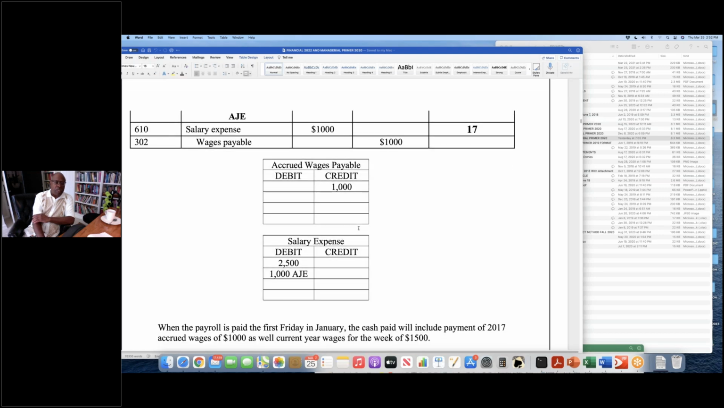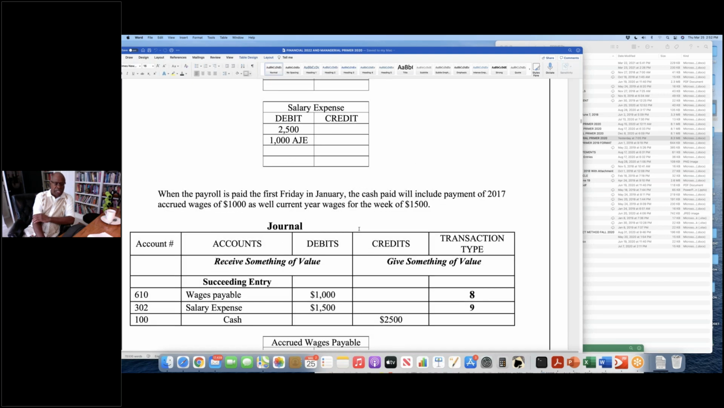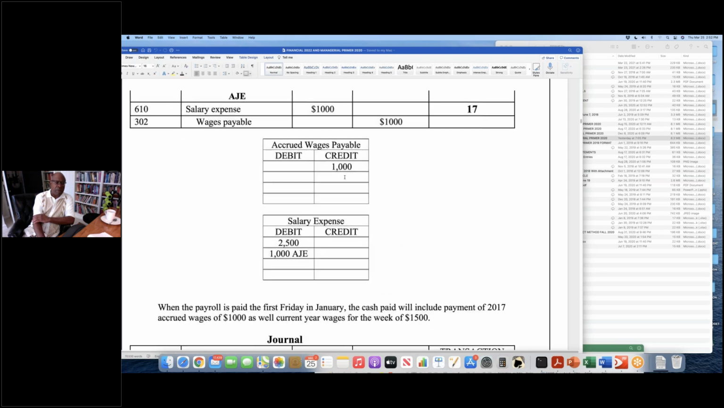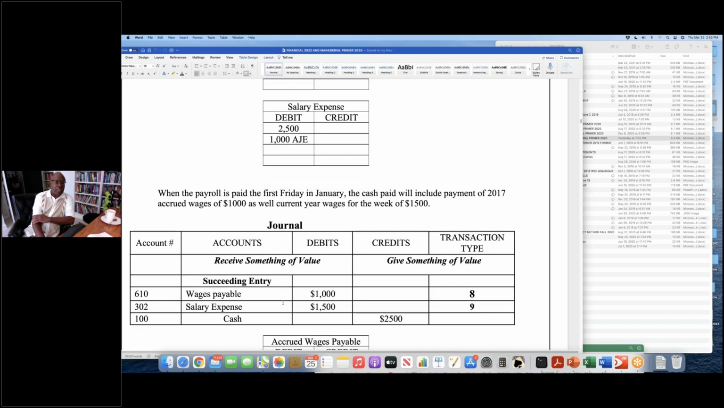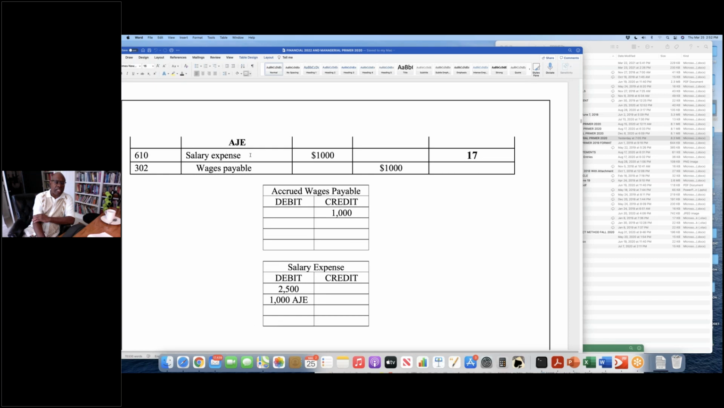Now, when you are paid in January, you get $2,500 again on that Friday. But $1,000 is going to be debited to wages payable based on the fact that those expenses were recognized in the prior year. Then the salary expense on those 3 days is $1,500. So only Wednesday, Thursday, Friday is expense for the next year, 2018. But for 2017, you've already recognized this expense with the adjusting entry in that year.